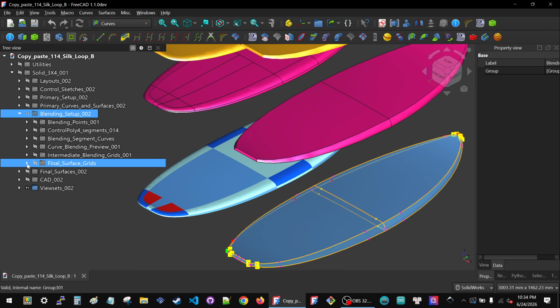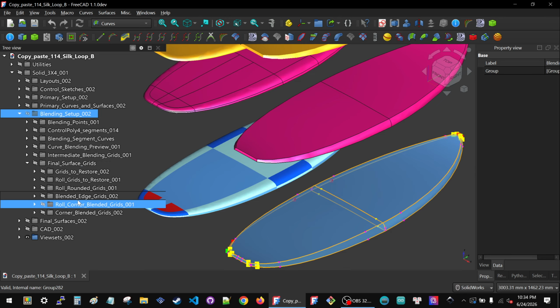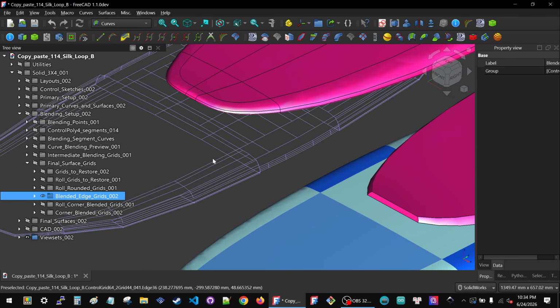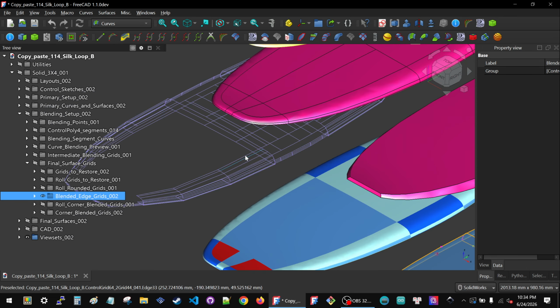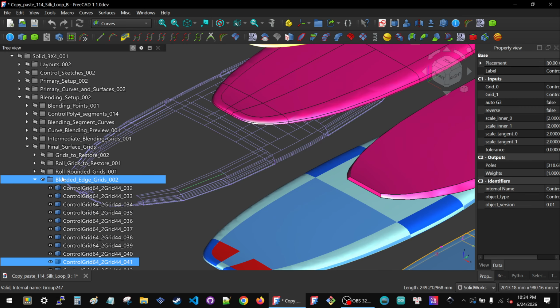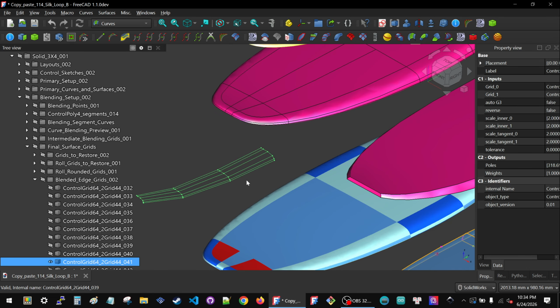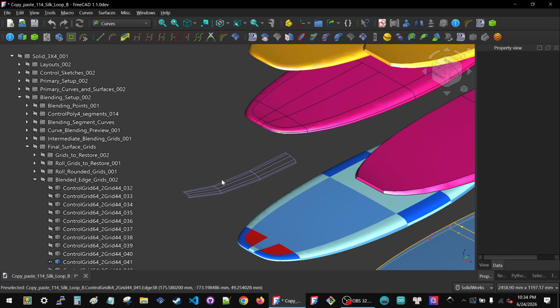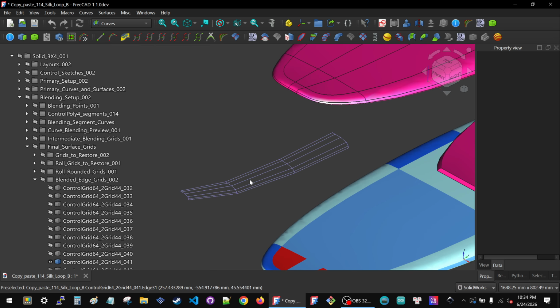I don't want the intermediate, I want the final surface grids. I want the blended edge grids. Okay, in here, for a single one of these guys, for example this one, there's an edge with 4 points, and there's an edge with 6 points. It's a 6-4 grid and a 6-4 surface. All right, that's in the name, 6-4. That's what those numbers mean.